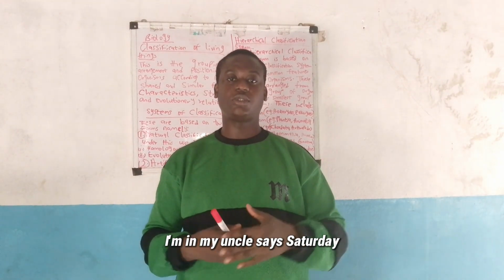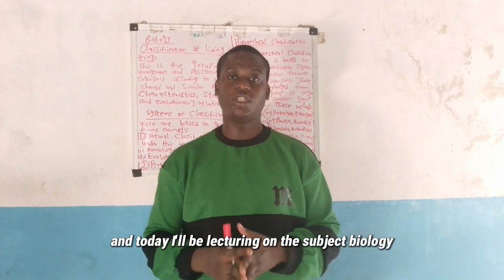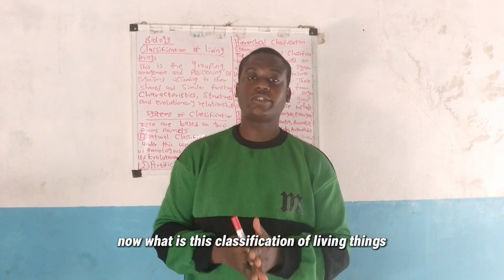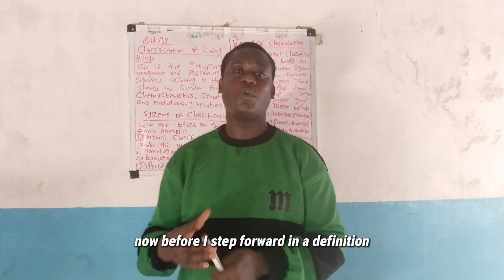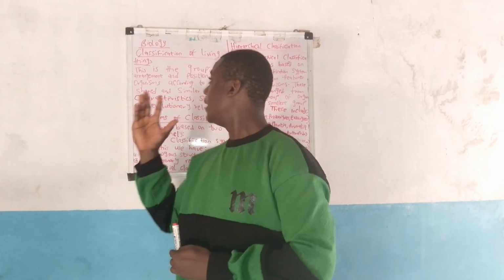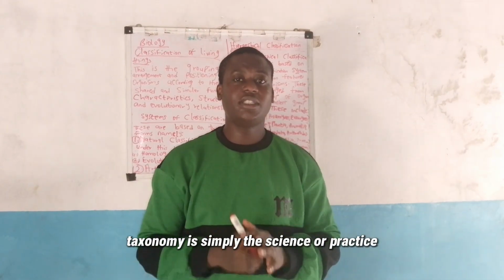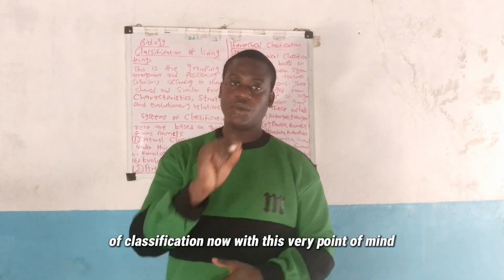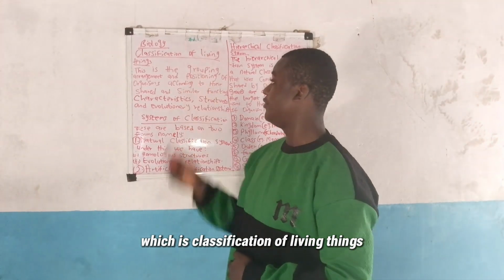I am your humble self, Satoru the young teacher, and today I'll be lecturing on the subject biology under the topic classification of living things. Now, what is this classification of living things? Before I step forward into a definition, it will be helpful for us to know what taxonomy is, to help us better understand what we are talking about. Now, what is taxonomy? Taxonomy is simply the science and practice of classification. With this in mind, let us move over to the next, which is classification of living things.